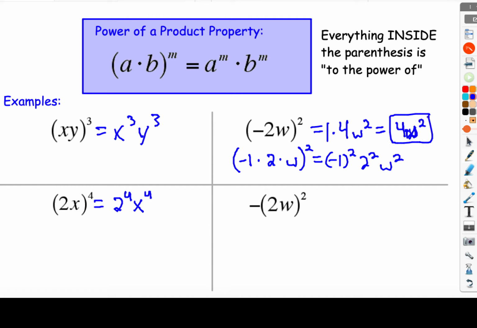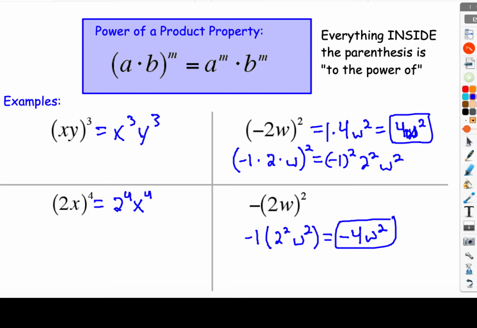Down here at the bottom, notice that the negative isn't inside the parentheses, so that -1 doesn't receive that exponent, right? That -1 is already in front. So really this becomes 2 squared, w squared. And in that case, -1 times 2 squared is going to be -4w squared. So notice that time the negative stuck around, because that exponent didn't cancel it away.